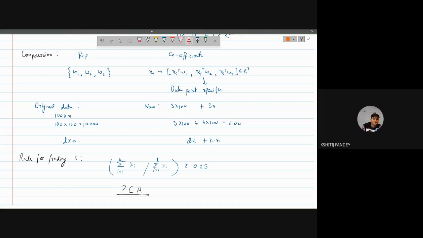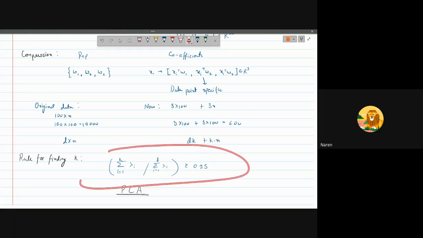In the sense, we cannot generalize it. That's why your next rule for finding k, we are using that. Up to 95 percent variance wherever is there, so many attributes we have to take, or whatever we call it.